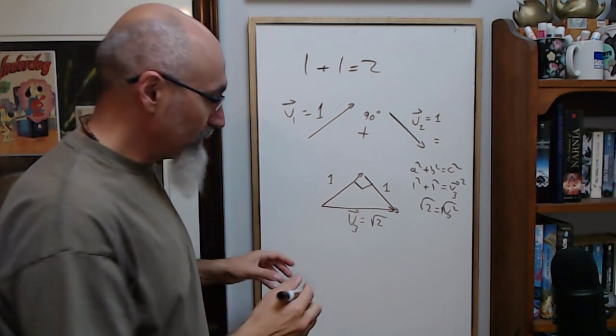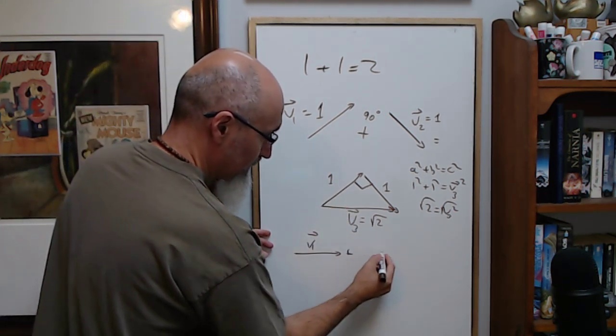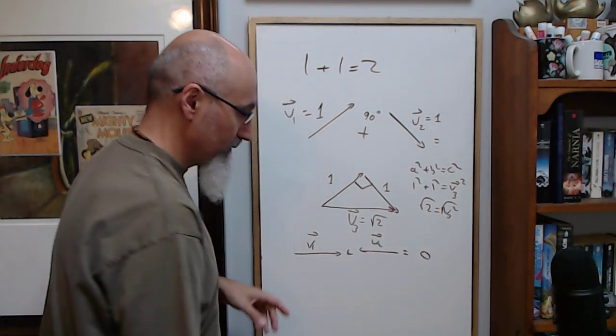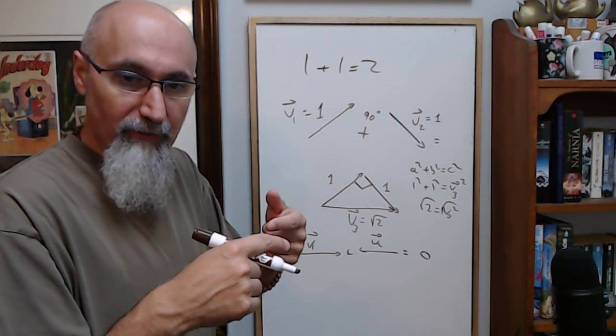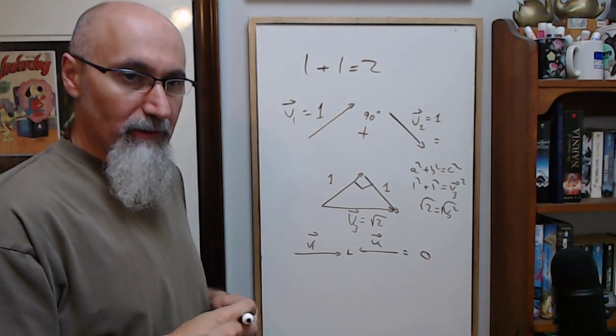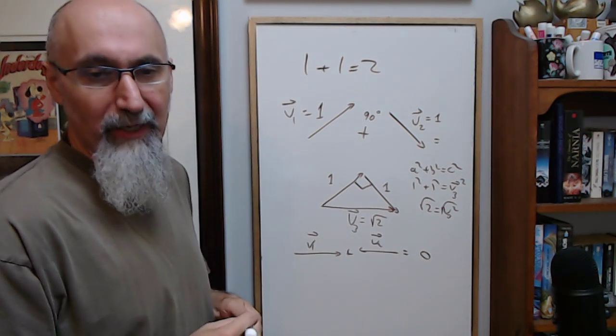On a rudimentary level, you could say, here's vector 1 plus vector 2, and this is equal to 0 if they're going in opposite directions and you add them up. So it really depends. It depends on what it is that you're measuring.